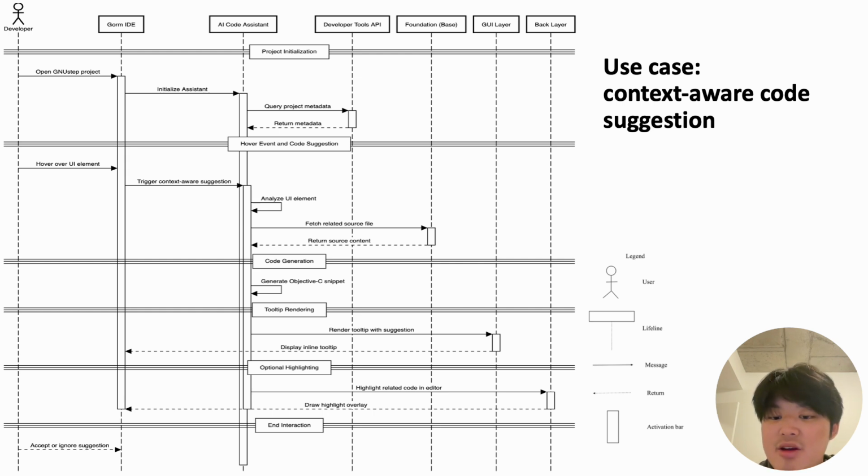Optionally, the back layer is used to highlight related code in the editor. Finally, the developer can either accept or ignore the suggestion. Completing the interaction, the diagram clearly shows the sequence of activations and the flow of control between components, reflecting a modular and responsive design architecture.